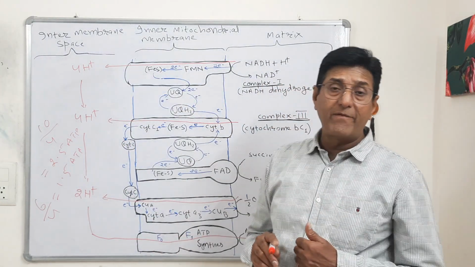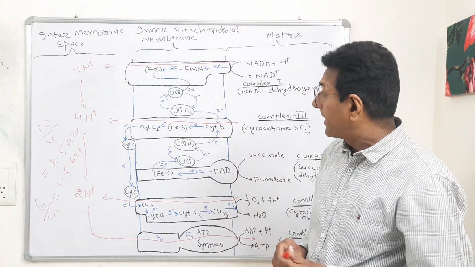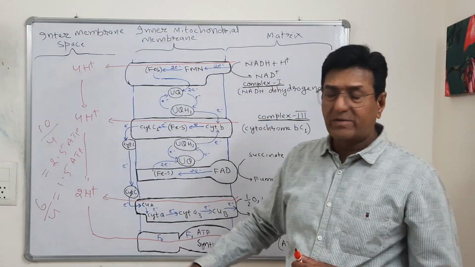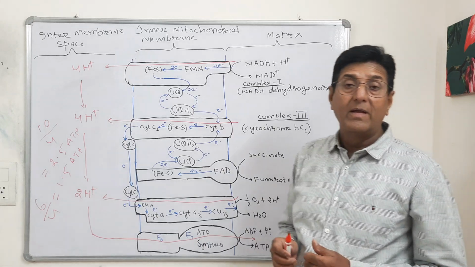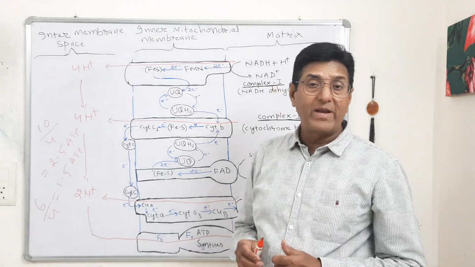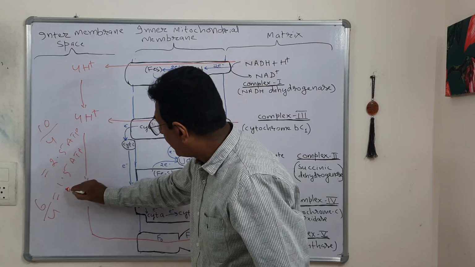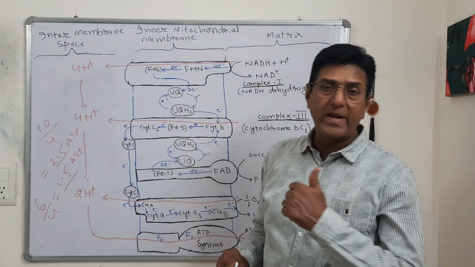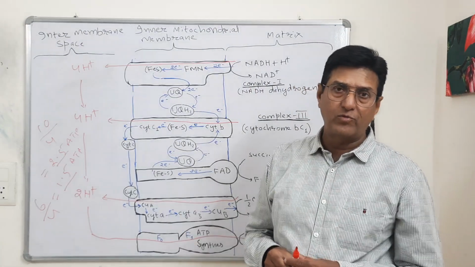And when 1 FADH2 takes part in the process, then 4 plus 2, 6 protons, will be transferred from this side to this side. Then the number of ATP by 1 FADH2 will be 6 by 4, which means 1.5 ATP. So 2.5 ATP from 1 NADH and 1.5 ATP from 1 FADH2.